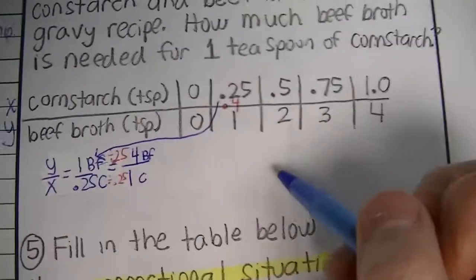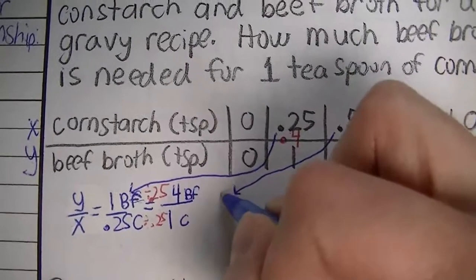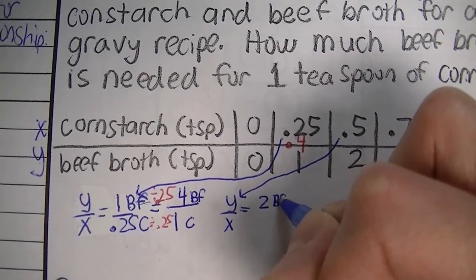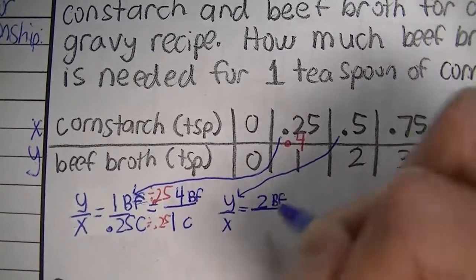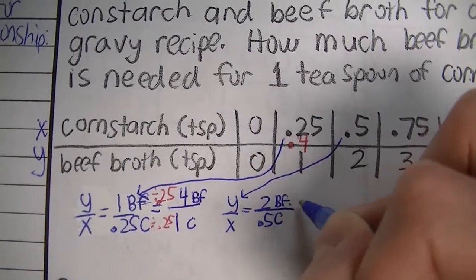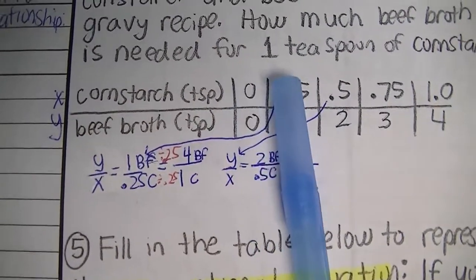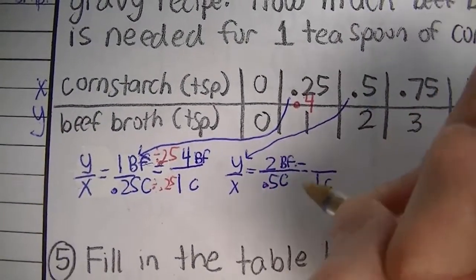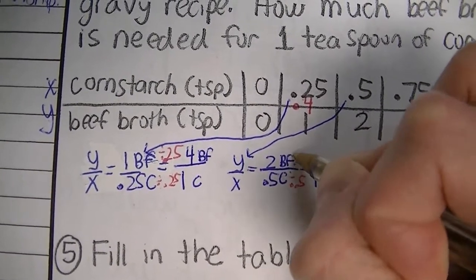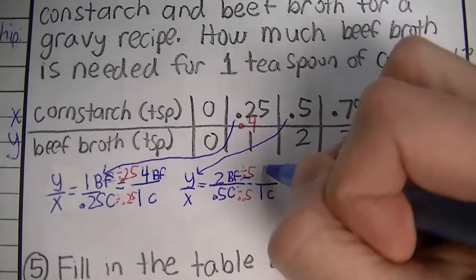Okay, and let's double check right here. Let's find the unit rate right here. It should be the same as this one, okay? Y divided by X. Y is 2 teaspoons beef broth for half a teaspoon cornstarch. And we gotta go Y divided by X like we are. We gotta now get 1 teaspoon cornstarch in the denominator. So to go from 5/10 to 1, we have to use division because 5/10 divided by 5/10 is 1. So we got to also do that to the numerator. 2 divided by 5/10 is 4.